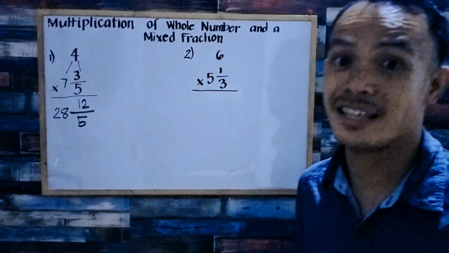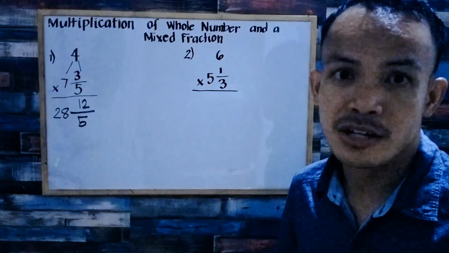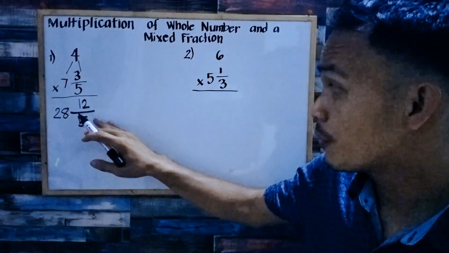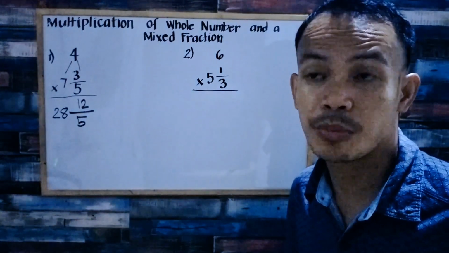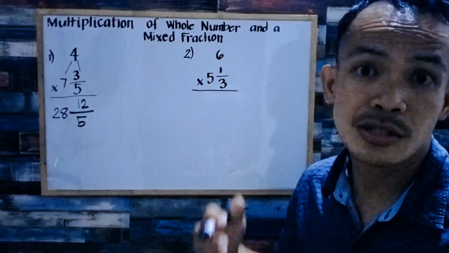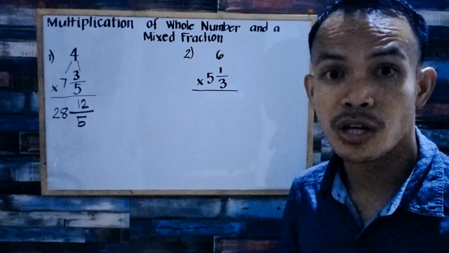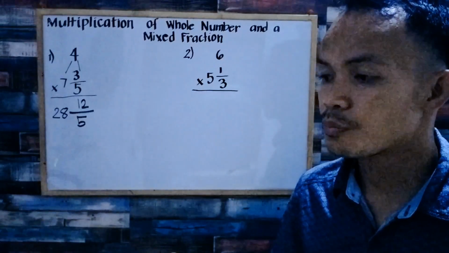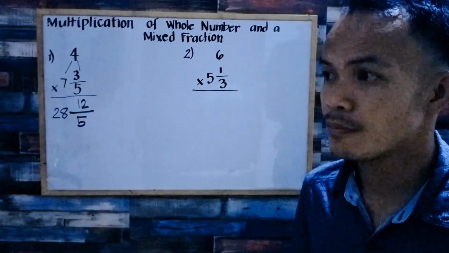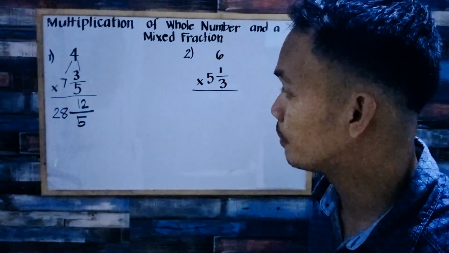But we are not yet done here. Okay? Always observe the fraction. And remember that the fraction here is 12 over 5, which is an improper fraction. And since 12 over 5 is an improper fraction, we have to change it into a mixed fraction. How to change an improper fraction into a mixed fraction? Simply divide the numerator by the denominator.